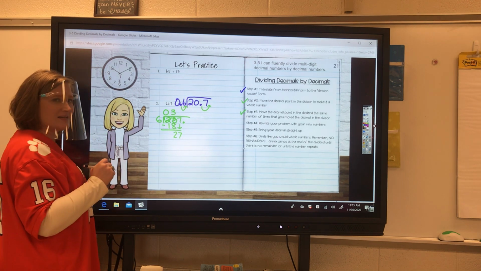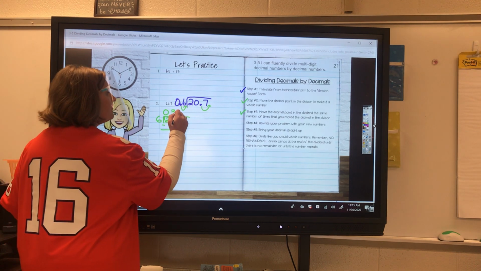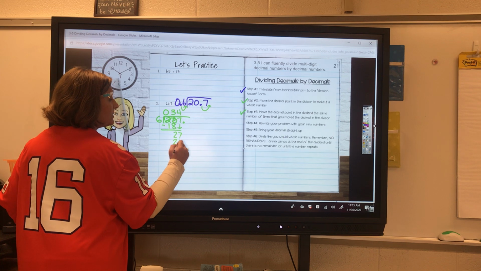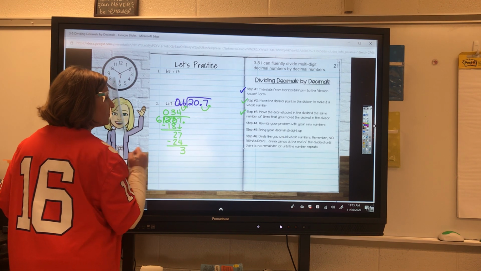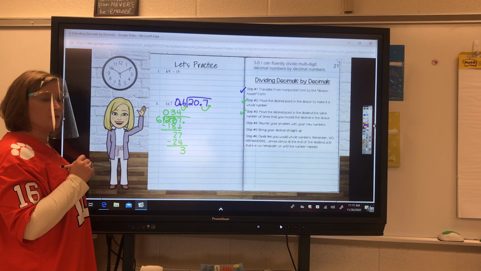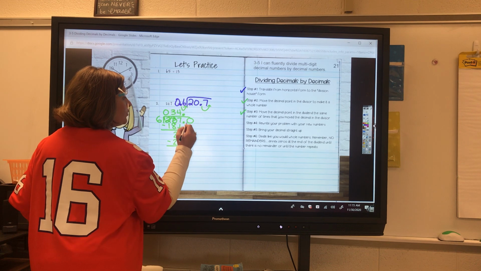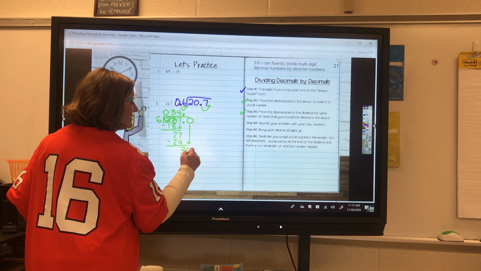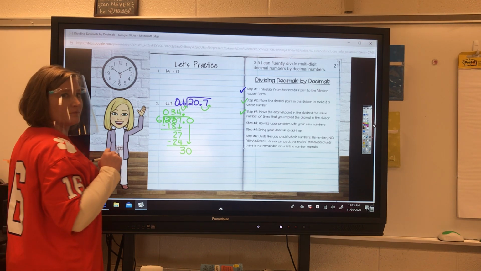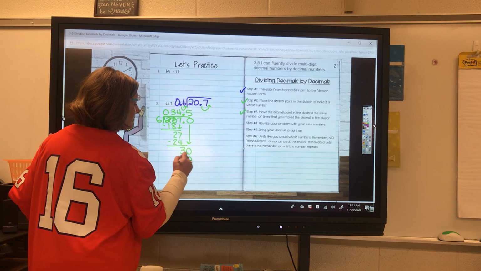How many times will 6 go into 27? 4. 4 times 6 is 24. Can I have a remainder of 3? No. So what do I need to do? Add a 0 and bring it down. I'm going to put my decimal up there at the top and bring down my 0. How many times will 6 go into 30? 5. 5 times 6 is 30.